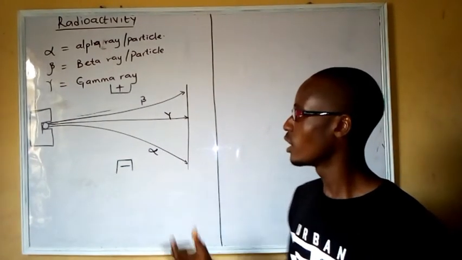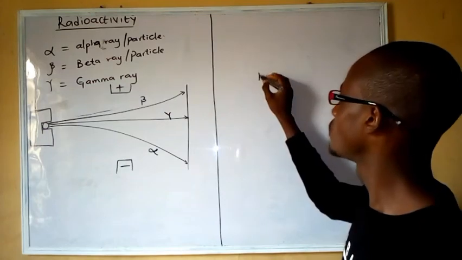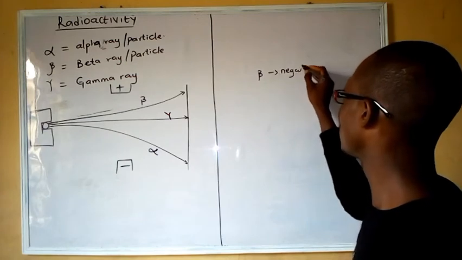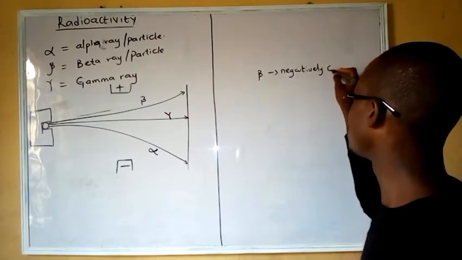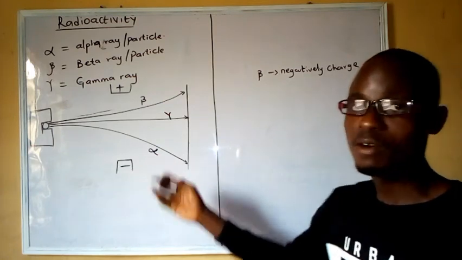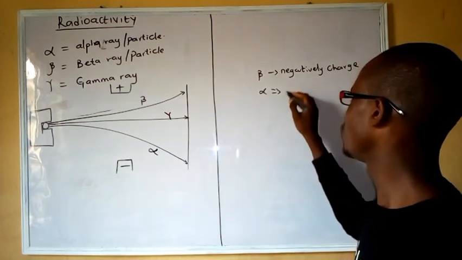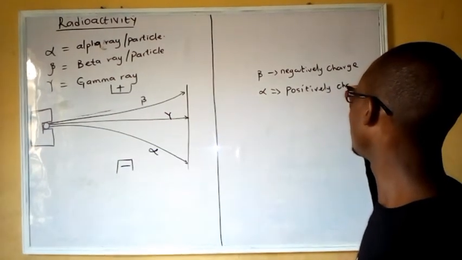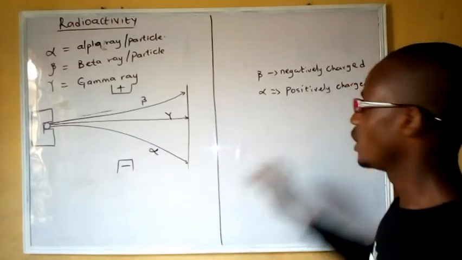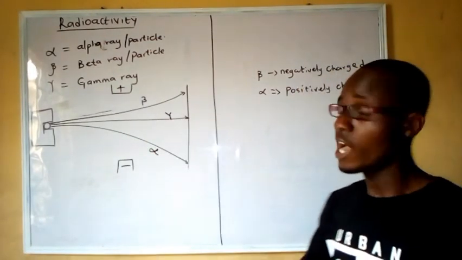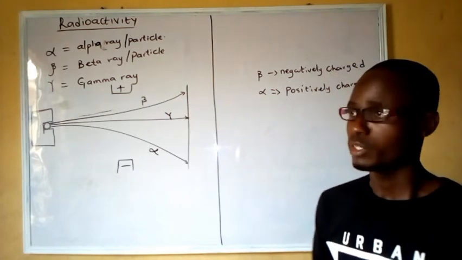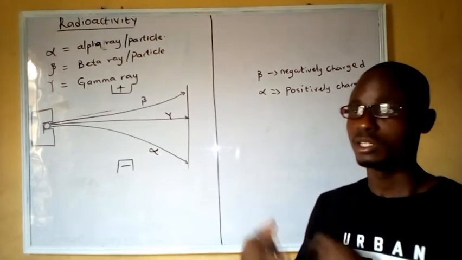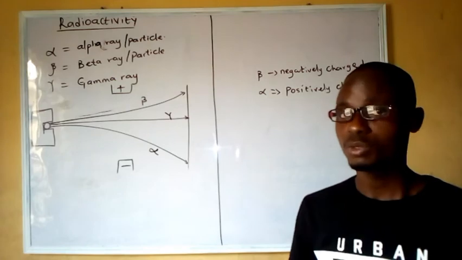From this property, we could predict that beta ray is negatively charged, while alpha ray is positively charged. Then gamma ray has no charge, but the highest penetrating power. It is used for sterilization of surgical equipment, and so on.